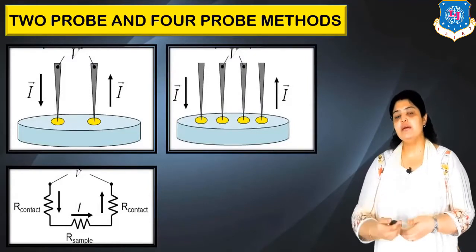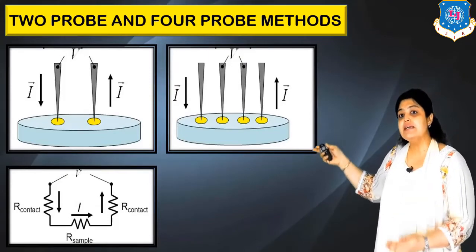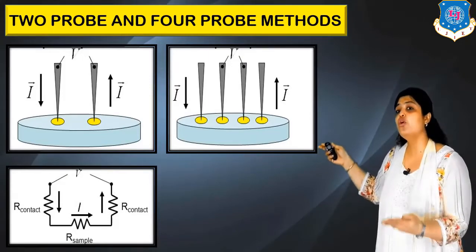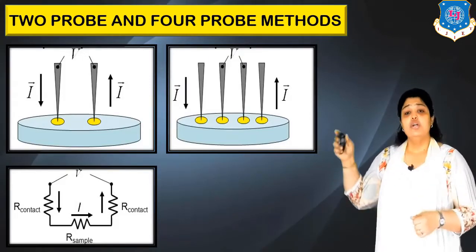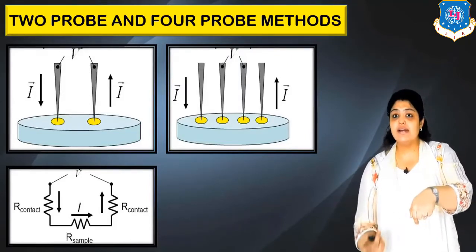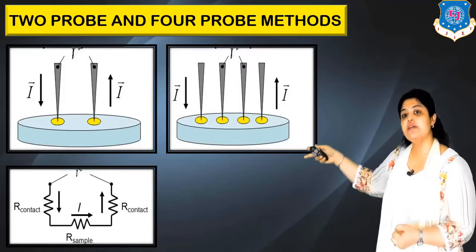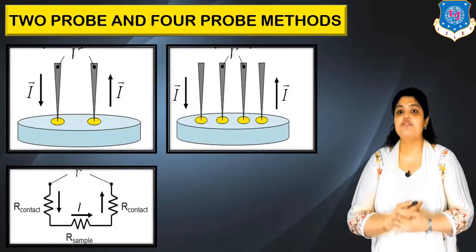So the difference between a 2 probe and a 4 probe method you can see from the diagram. In the diagram it is clearly seen that there are a total of 4 probes connected. 2 probes are used to supply current. One will input current, the other will take out current, and the voltage, the potential difference, is measured with the help of another set of probes.